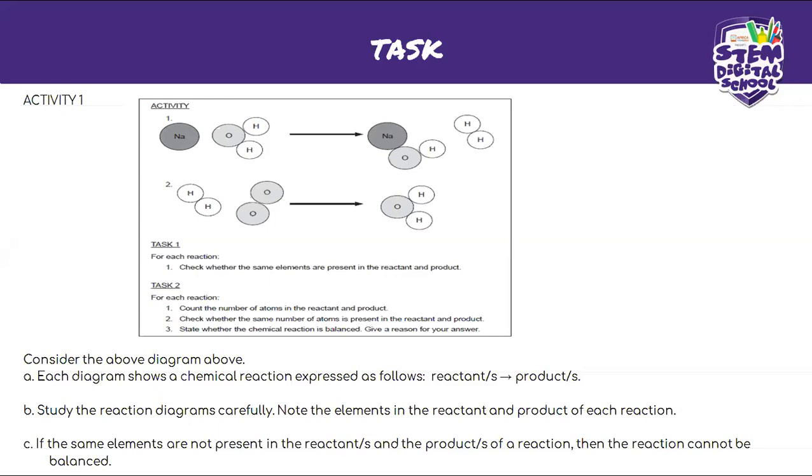So you have to check equation one and equation two. And then you count the number of atoms in the reactants and products. And check whether the same number of atoms is present in the reactant and product. And state whether the chemical reaction is balanced. And then give a reason for your answer.